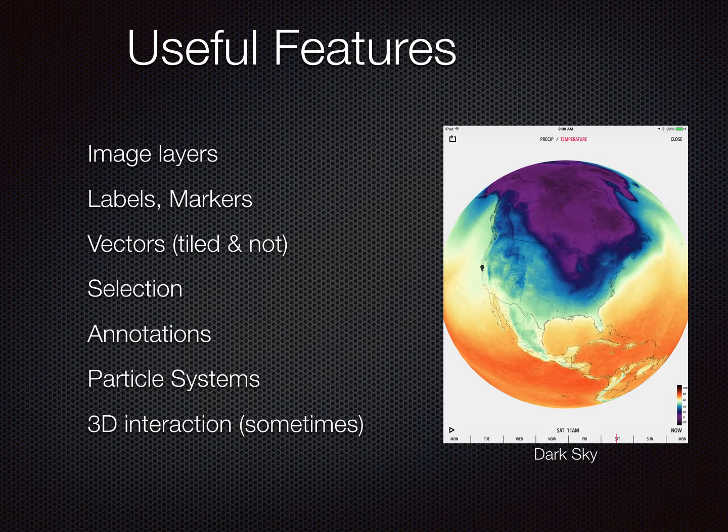So let's go into some specific features of the WhirlyGlobe-Maply toolkit. We'll start with image layers, which is one of the most common ones. We'll take a look at labels and markers, then vector data, both tiled and not, selection, which kind of goes with all of those, annotations, which is something you will typically pop up when you select, particle systems, and 3D interaction.